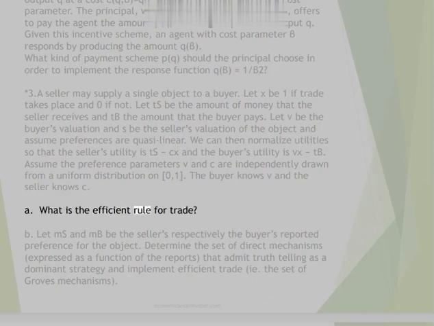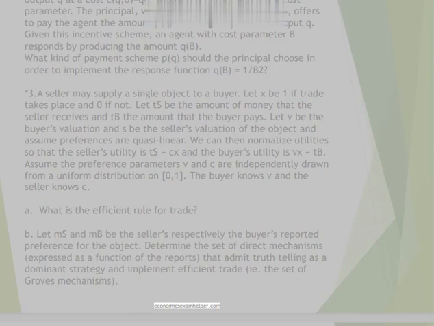A. What is the efficient rule for trade? B. Let MS and MB be the seller's and the buyer's reported preference for the object, respectively. Determine the set of direct mechanisms, expressed as a function of the reports, that admit truth-telling as a dominant strategy and implement efficient trade, i.e., the set of Groves mechanisms.